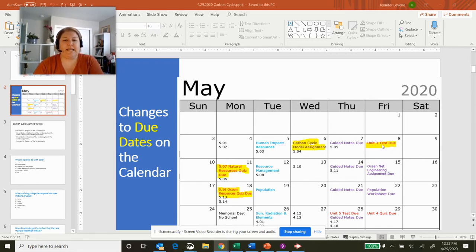And then the Unit 3 test, I moved to being due Friday next week. And then you can see the other ones are for Unit 5, which is our next unit that we're going to. So those are the couple things that changed.